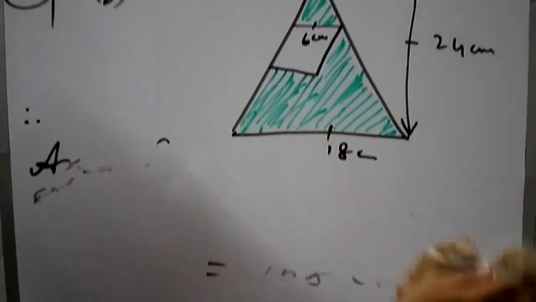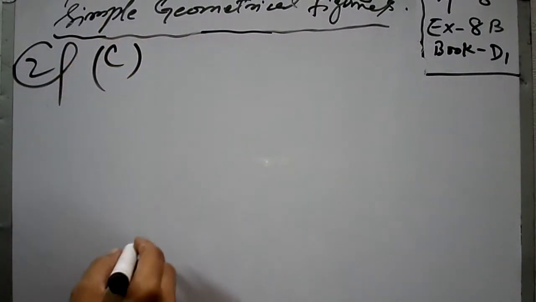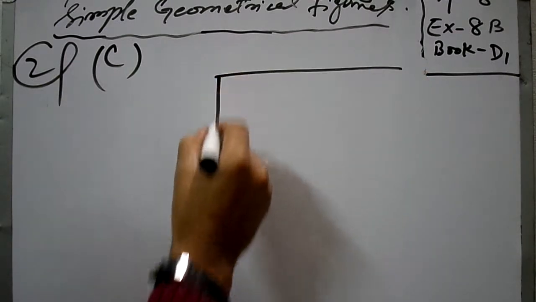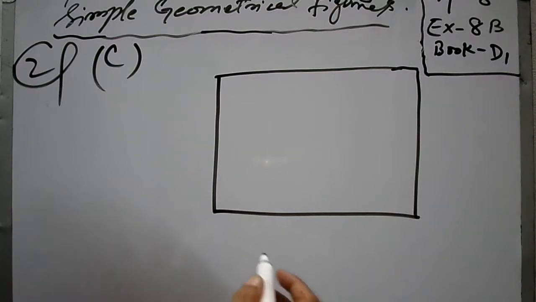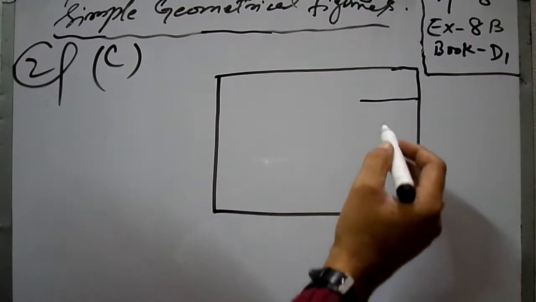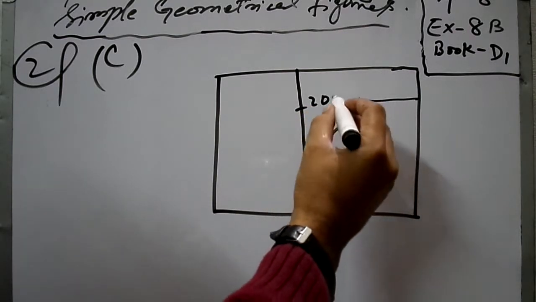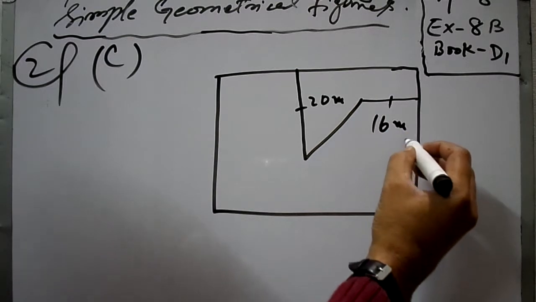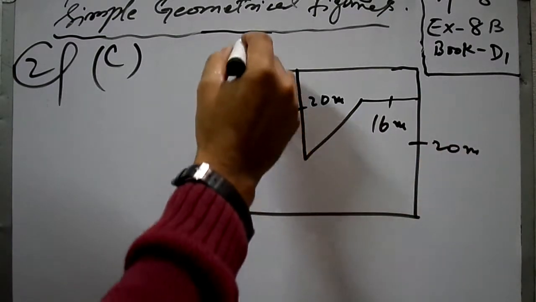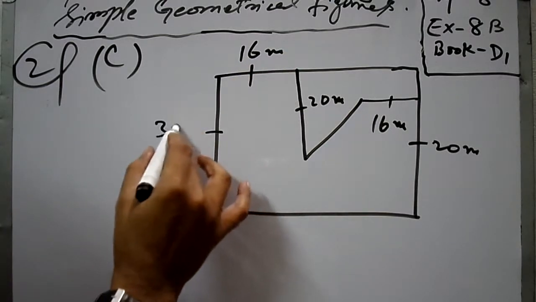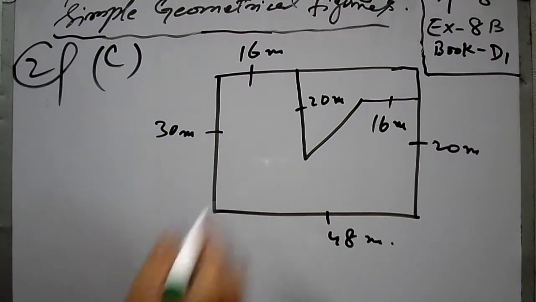Now coming to the C part. First of all you see the figure. You can see here that is your 20 meter, 16 meter, 20 meter, 16 meter, 30 meter, and that is your 48 meter. And what is the shaded portion? So that is your shaded portion.